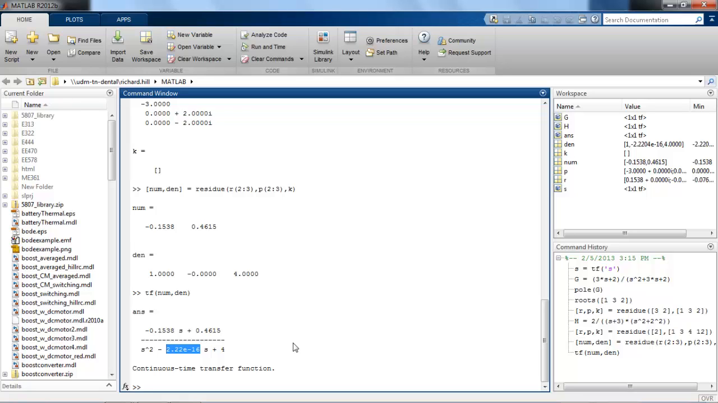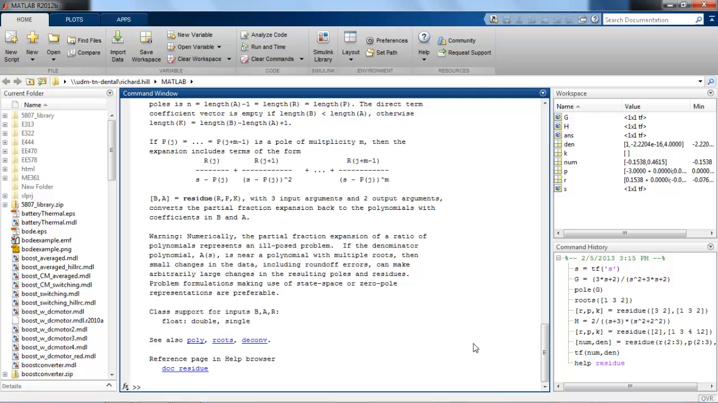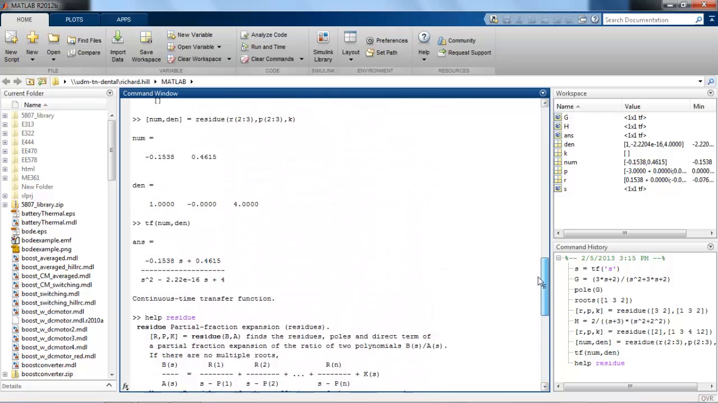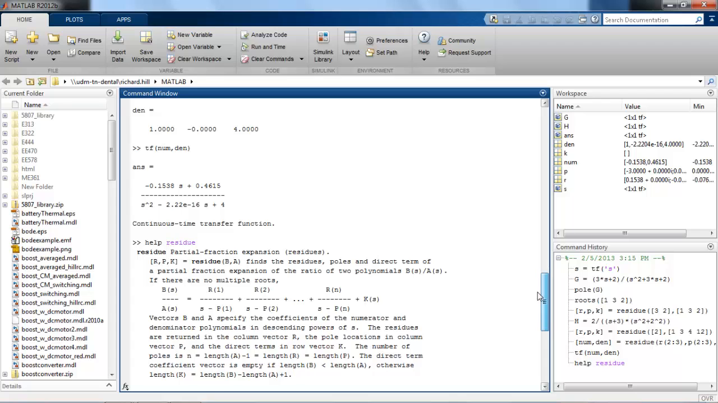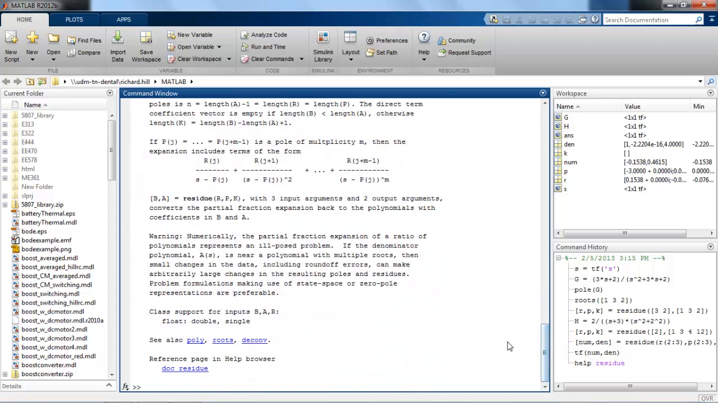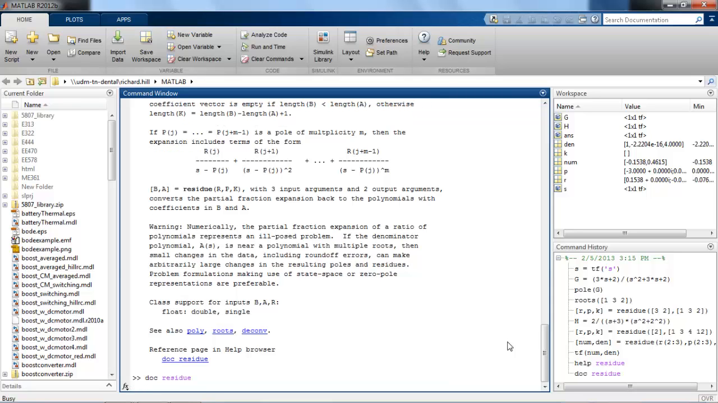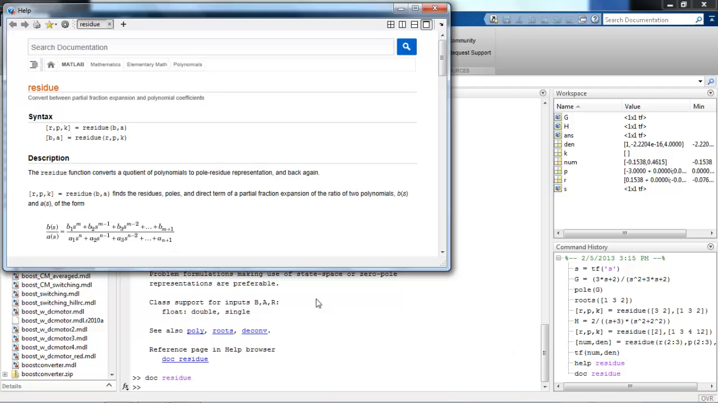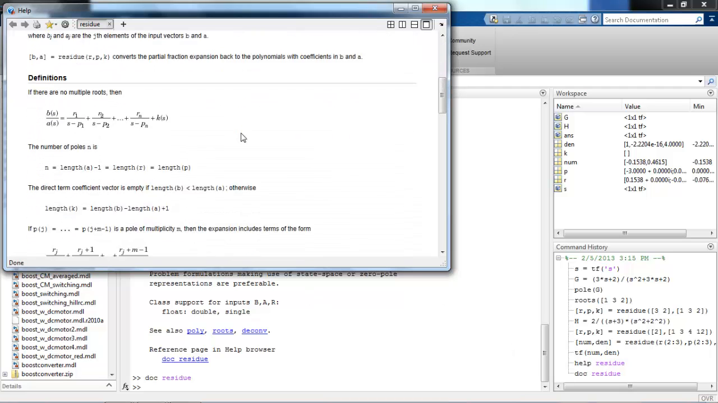Before we jump back to the PowerPoint presentation, if you ever need some help using any of these MATLAB commands, you can always type help with the command and it'll give some information about the syntax and how to use it. You can also do DOC, and that'll open up basically kind of a web page that gives more details.